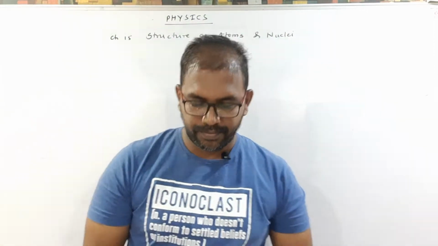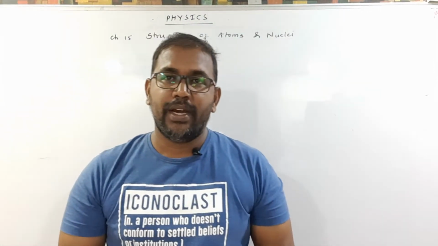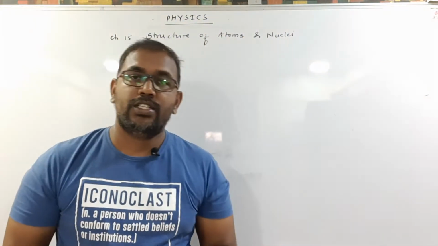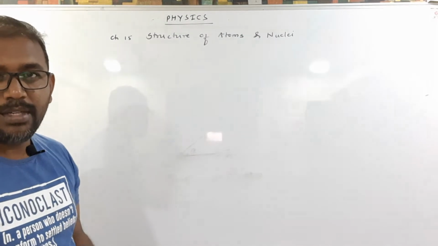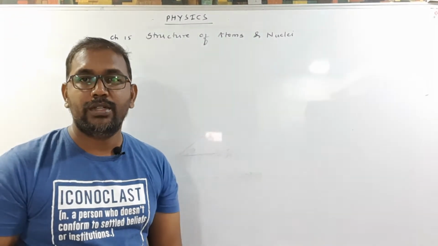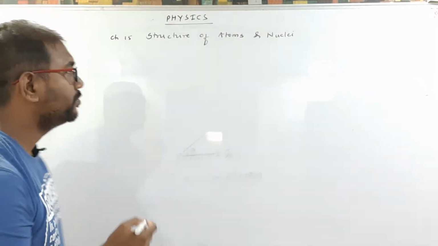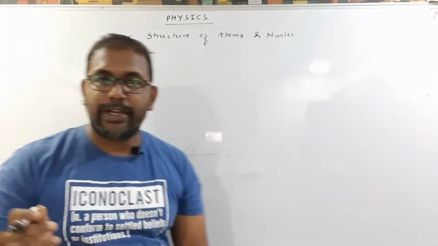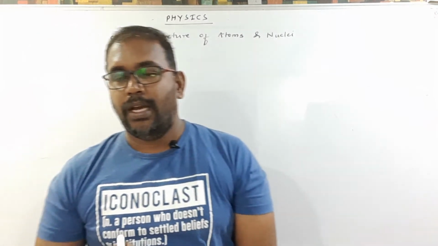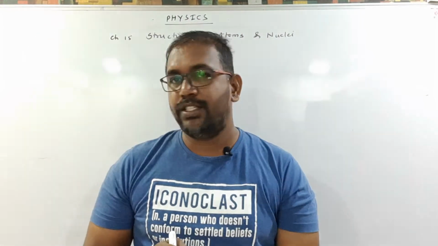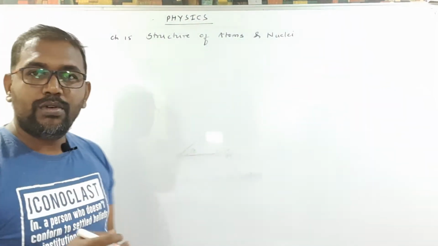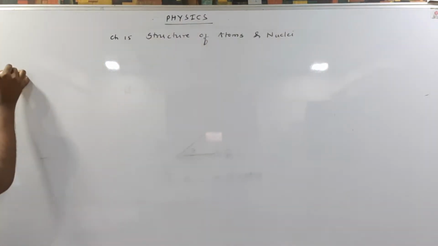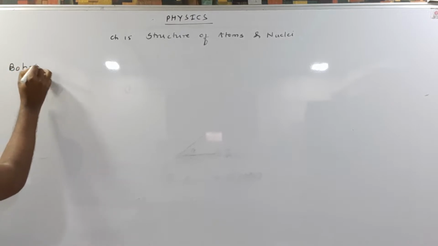Hello students, in today's session we have to start chapter number 15, Structure of Atoms and Nuclei. From this chapter we start the article Bohr's postulates. Different theories were proposed to explain the nature of the atom, and one of them was proposed by the scientist Bohr. From Bohr's atomic model we have to cover Bohr's postulates. So today's article is Bohr's postulates.